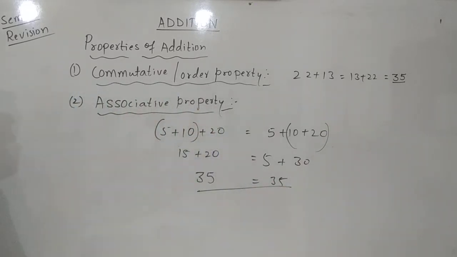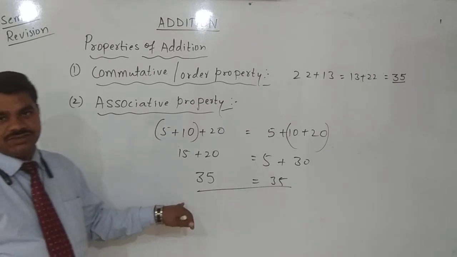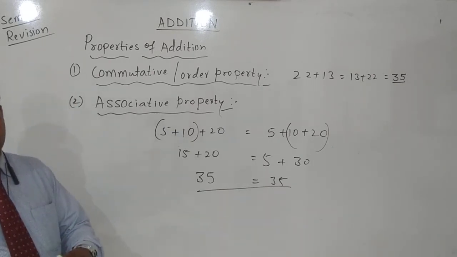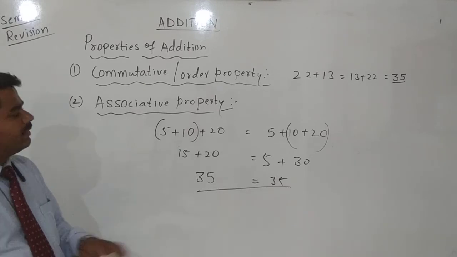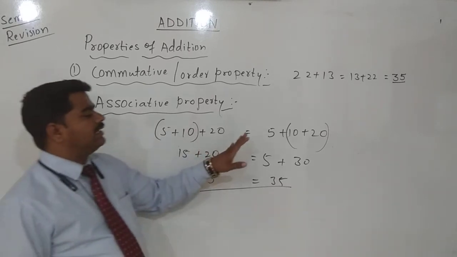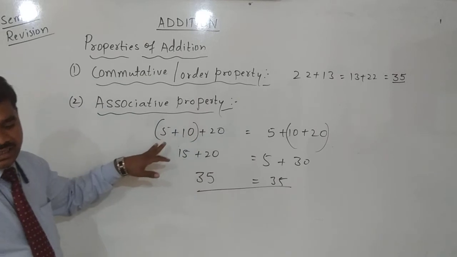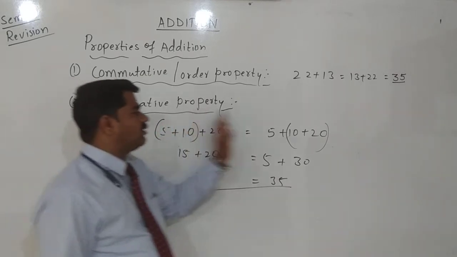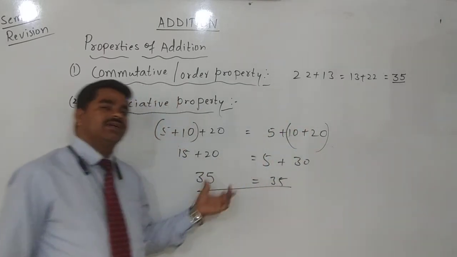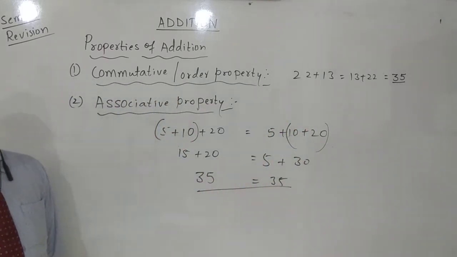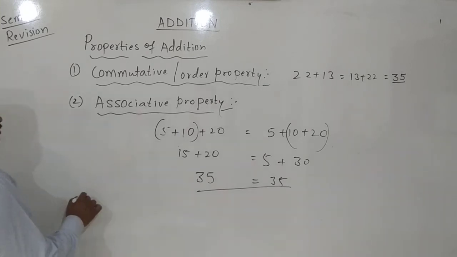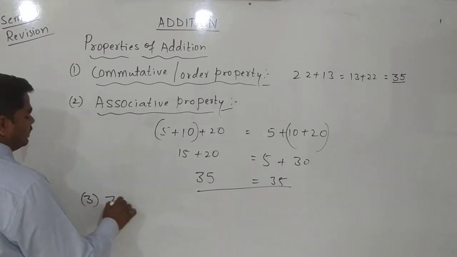Hence we can say addition is associative. When three or more numbers are added, the sum is the same regardless of the grouping of the addends. We can group the first two numbers or the last two numbers. This is the second property, and the third one is the zero property of addition.